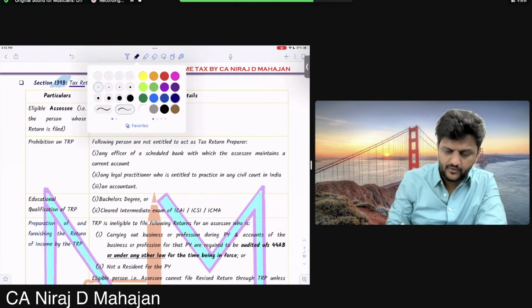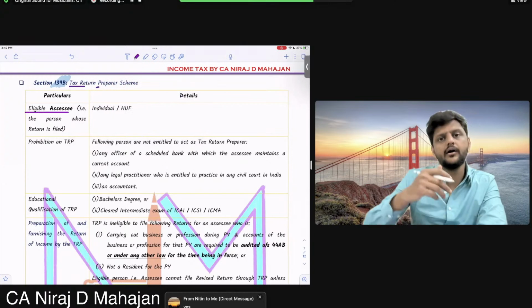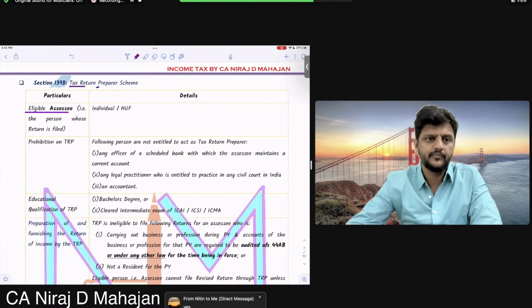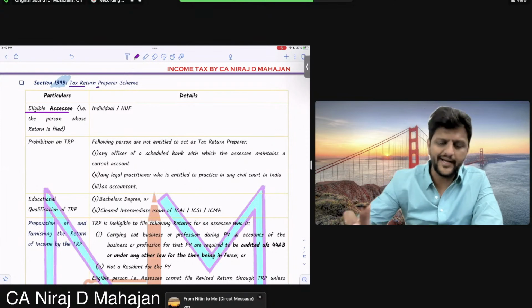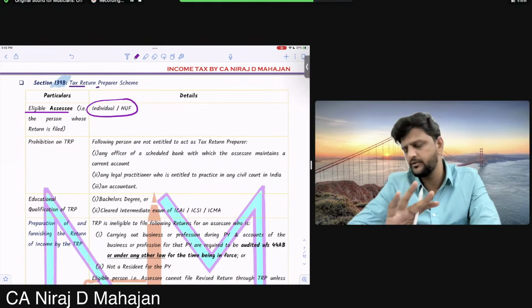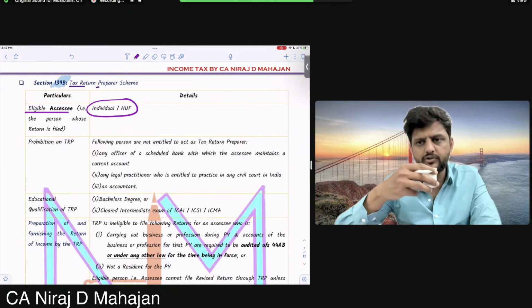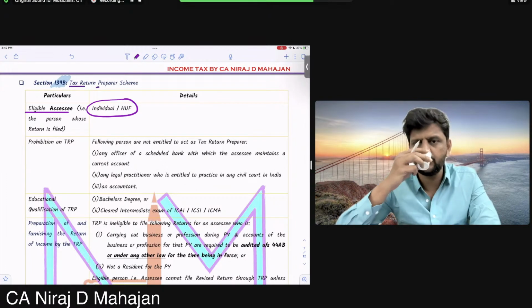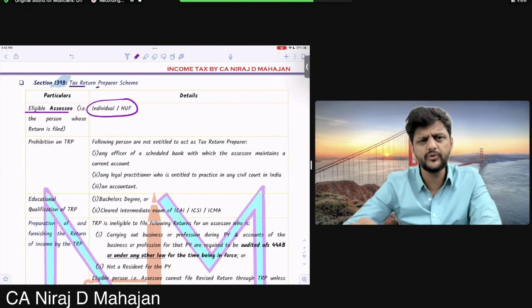Check. Who are the eligible assessees for which that return can be filed through TRP? That is, the person whose return is to be filed. Okay. Only individual or HUF whose return can be filed through TRP. No firm, LLP, company, nothing. Understood or no? Their returns cannot be filed through TRP. Which ones? Firm, company, and all of that. Right? Clear, all of you? Bolo.